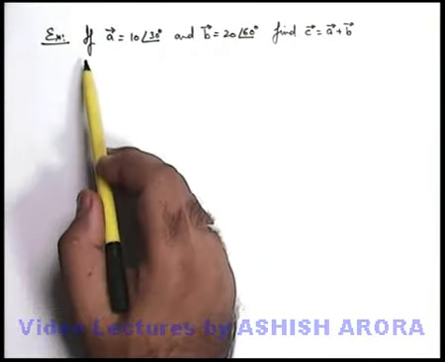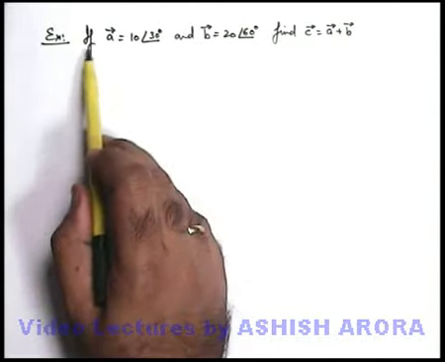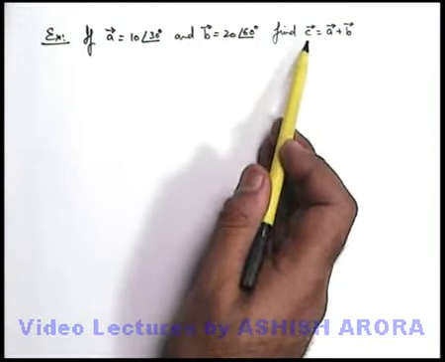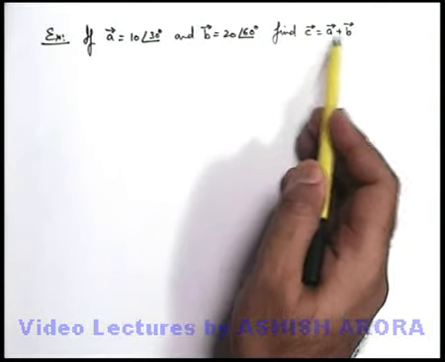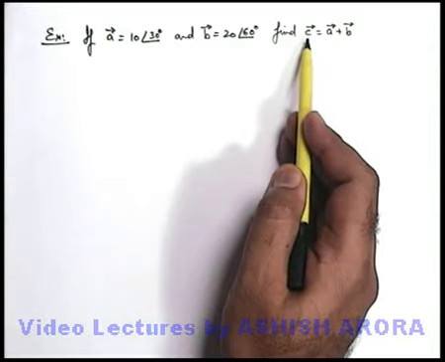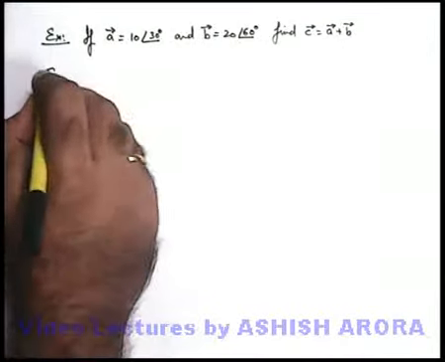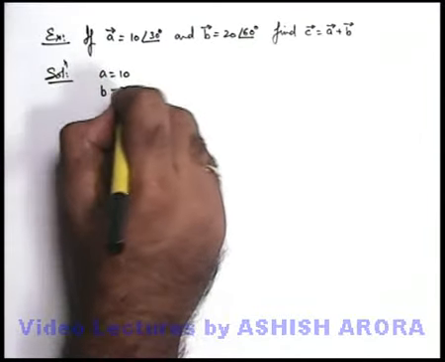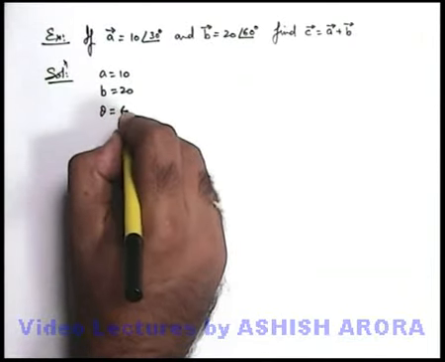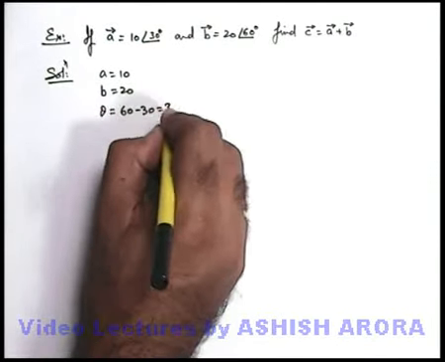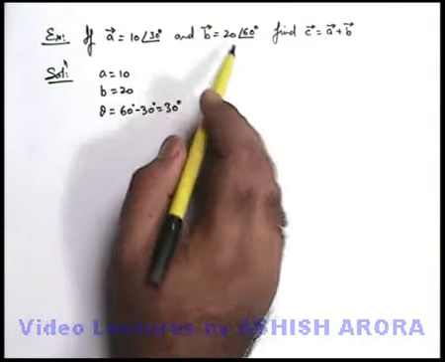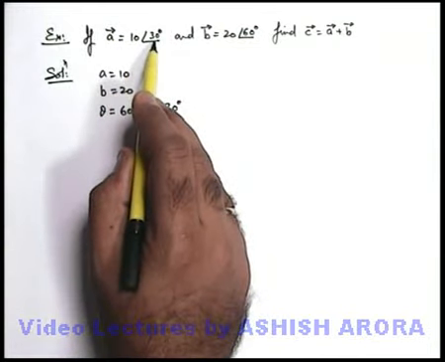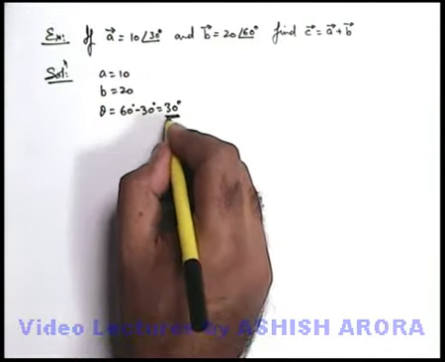Let's take up another example. Here we are given that vector A is 10 angle 30 degrees, and vector B is 20 angle 60 degrees. We are required to find the resultant vector, which is the sum of vectors A and B, that is vector C. Here we are going to use the parallelogram rule. The magnitude of A is 10, the magnitude of B is 20, and the angle between the two is 60 minus 30, which is 30 degrees. Vector B makes an angle of 60 degrees with the x-axis and vector A makes an angle of 30 degrees with the x-axis, so the angle between the two vectors is 30 degrees.